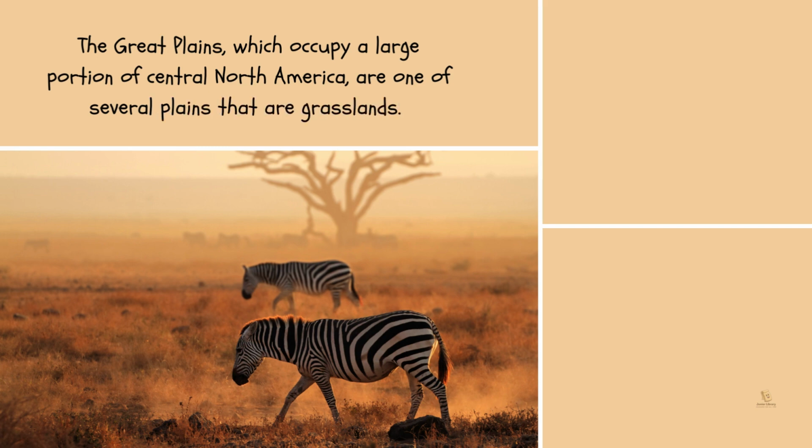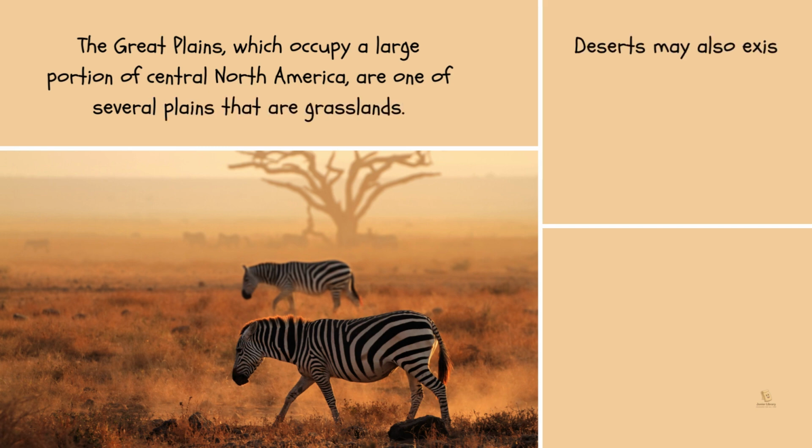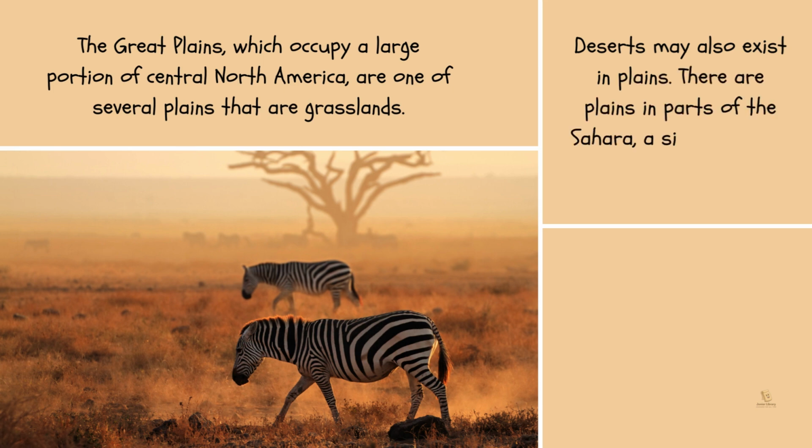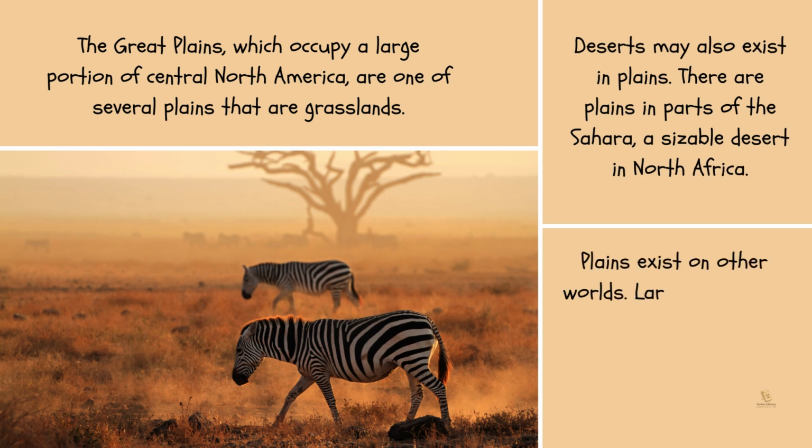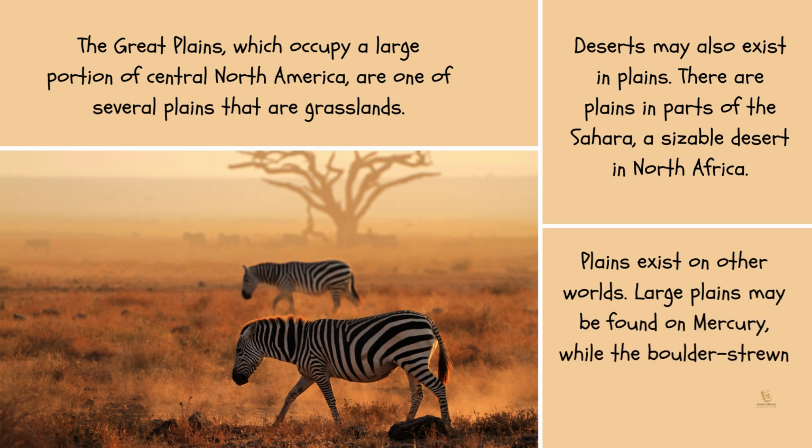The Great Plains, which occupy a large portion of central North America, are one of several plains that are grasslands. Deserts may also exist in plains. There are plains in parts of the Sahara, a sizable desert in North Africa. Plains exist on other worlds. Large plains may be found on Mercury, while the boulder-strewn plains of Mars are home to a number of probes.